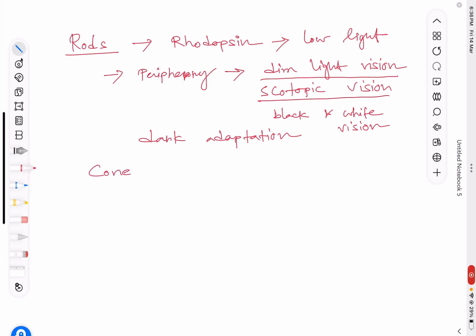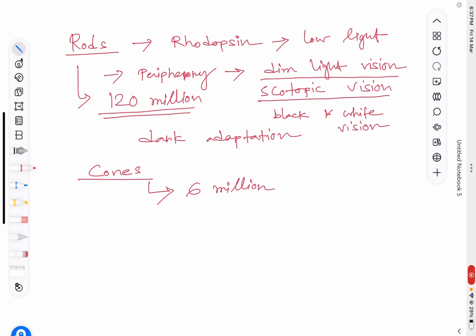Next, cones. About cones, what we know is that cones are lesser in number compared to rods. Rods are about 120 million per eye, cones are just 6 million per eye. The cones are centrally located in the center of the retina, that is the fovea. The pigment present in cone is photopsin, and there are actually three types of photopsin. The vision that we get from these cones is called photopic vision.